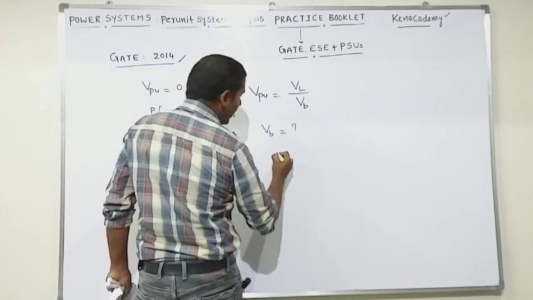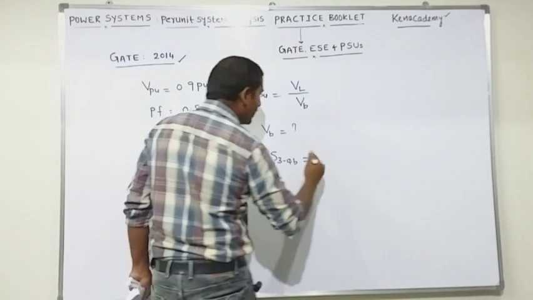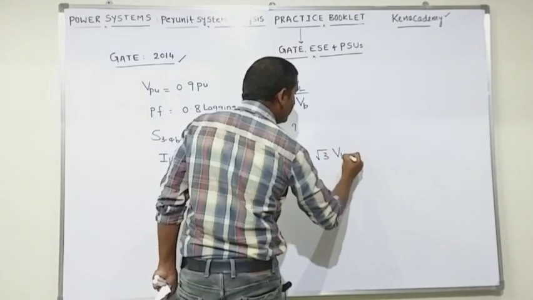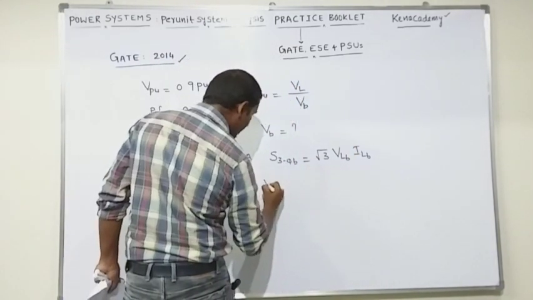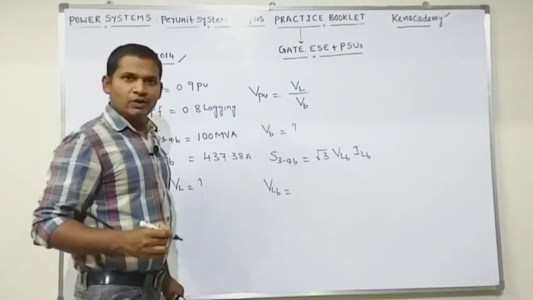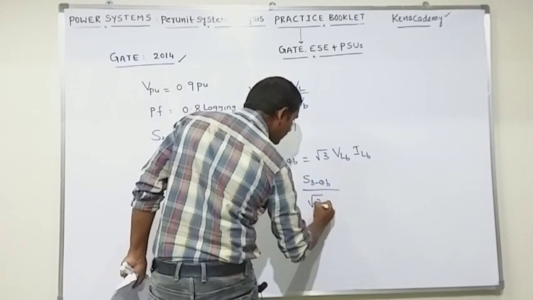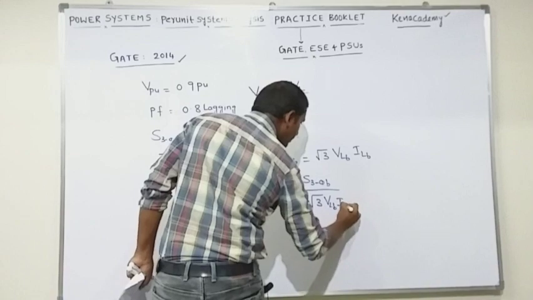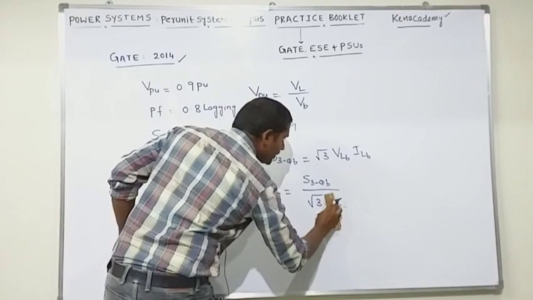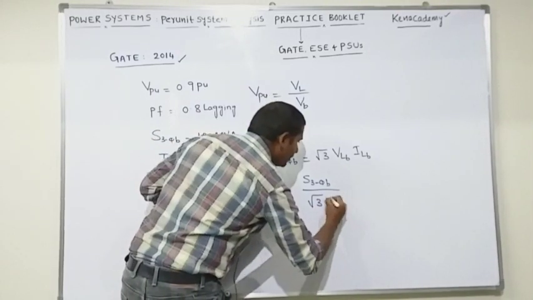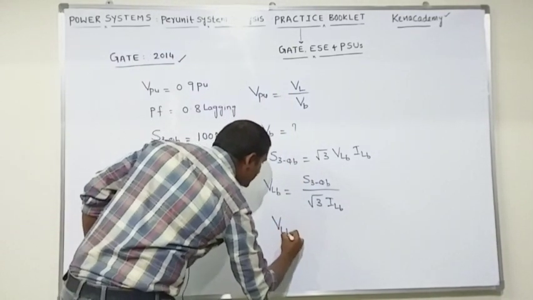How to define three-phase base power? Three-phase base power equals the apparent power, root 3 VLB ILB. Shall we write like this? Then I want VLB, the base value. Sorry, please correct this: S three-phase base power equals root 3 VLB into ILB. Now from this I am writing VLB. Now what is the base line voltage?